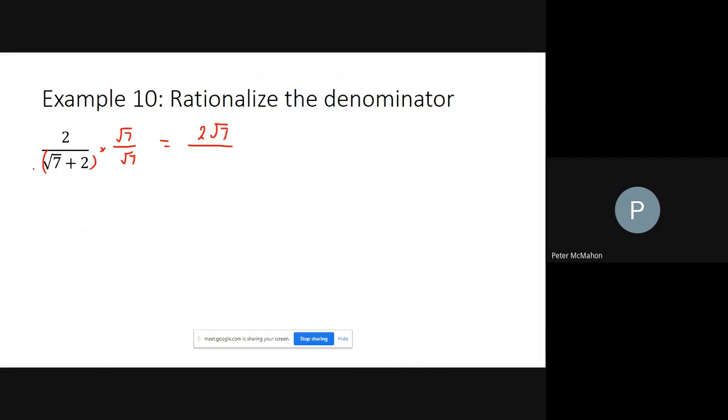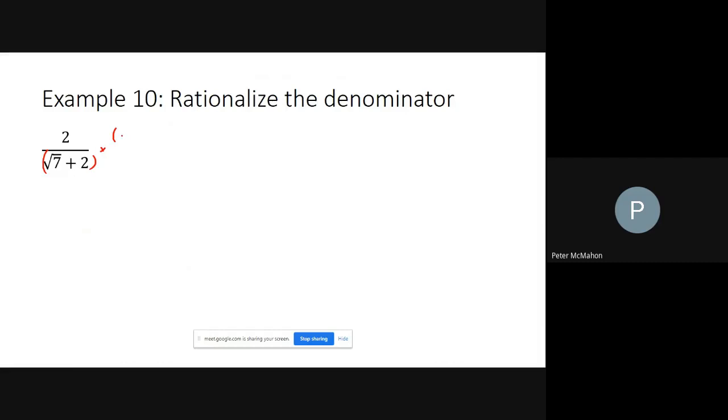Root 7 times root 7 is root 49, which is 7, but then I get 2 root 7. So all I've done is I've moved the radical from the first term to the second term. I haven't rationalized anything. We talked about the term conjugates earlier on. So here's what we want to multiply by instead.